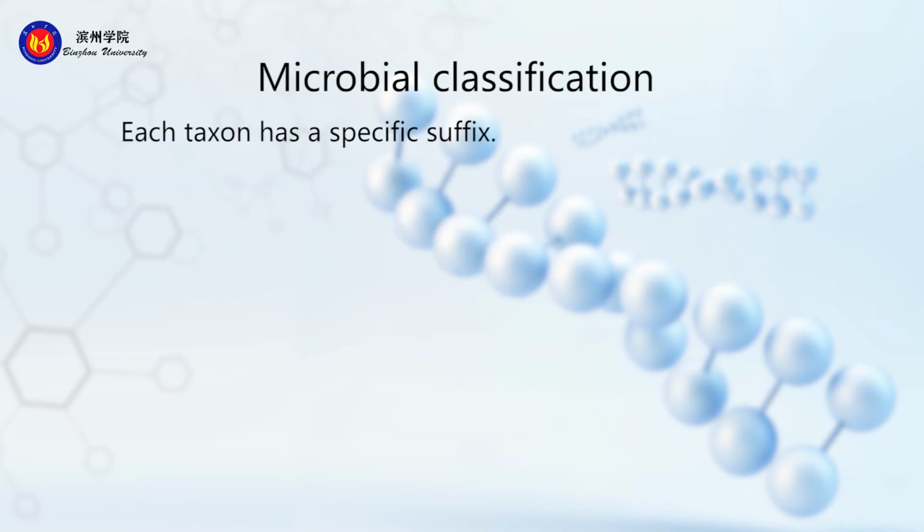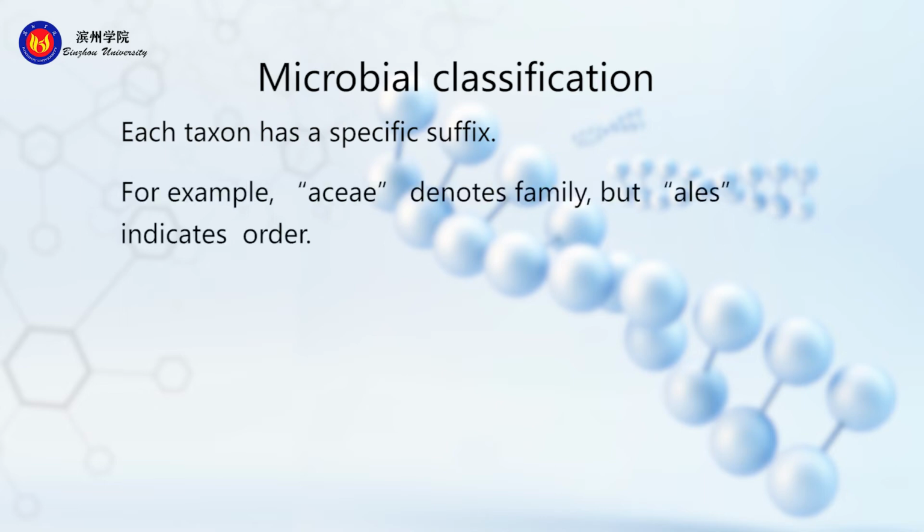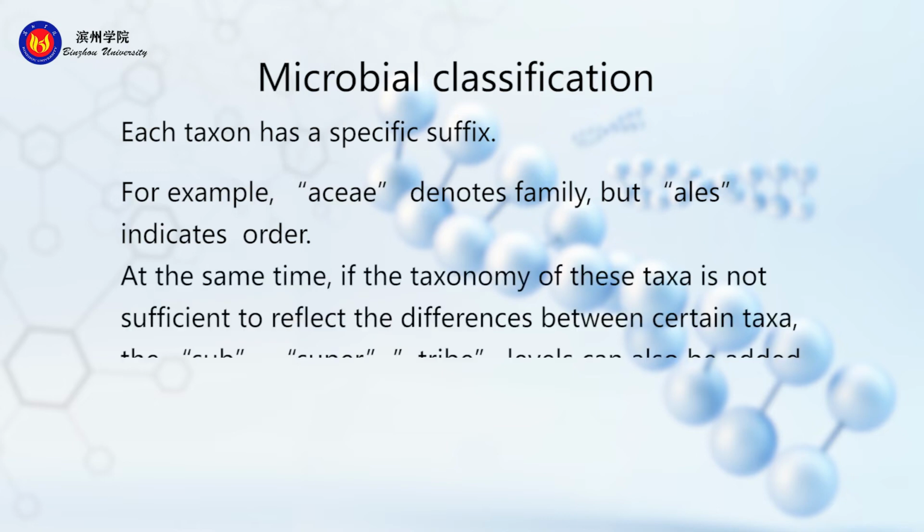Each taxon has a specific suffix. For example, -aceae denotes family, but -ales indicates order. They are the specific suffixes of family and order. At the same time, if the taxonomy of these taxa is not sufficient to reflect the differences between certain taxa, the sub, super, and tribe levels can also be added.